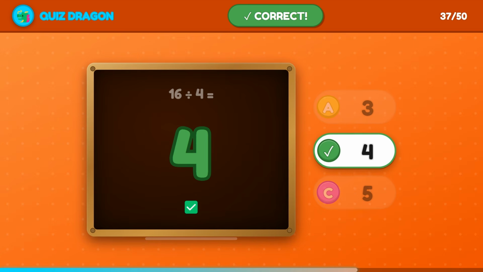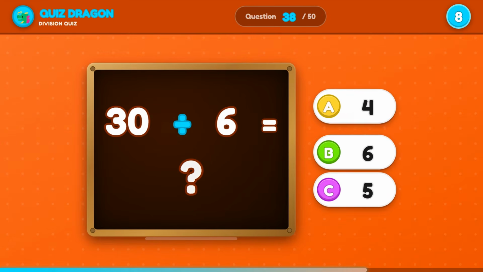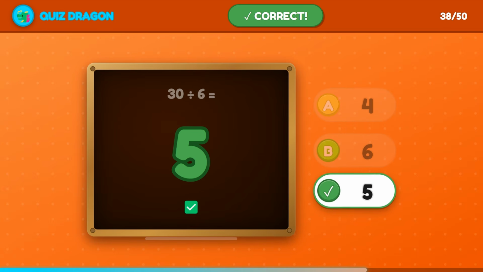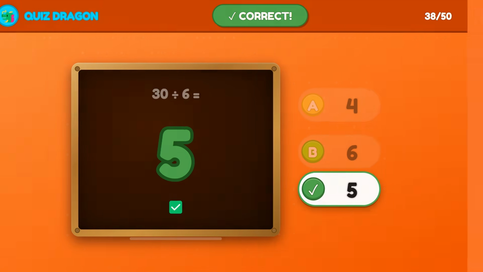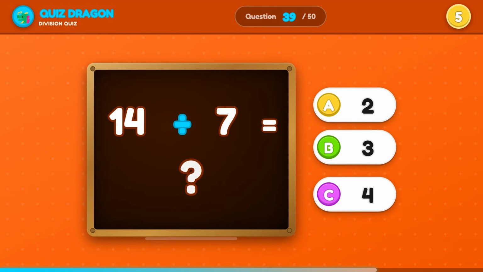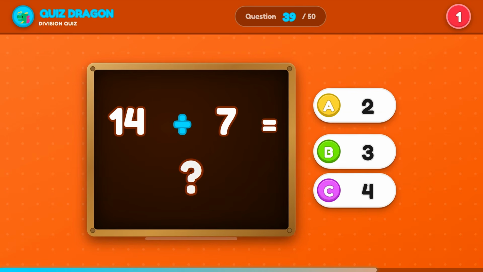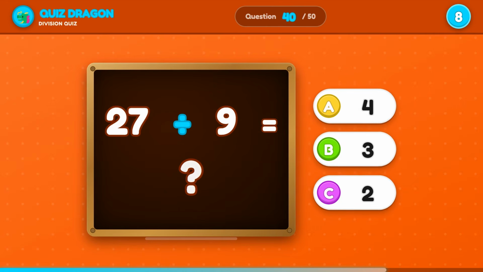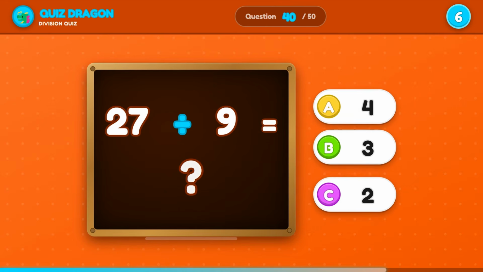The correct answer is B, 4. Question 38. What is 30 divided by 6? The correct answer is C, 5. Question 39. What is 14 divided by 7? The correct answer is A, 2. Question 40. What is 27 divided by 9?